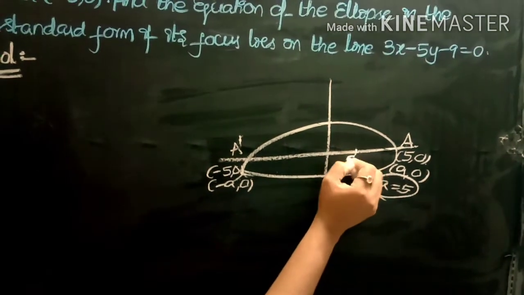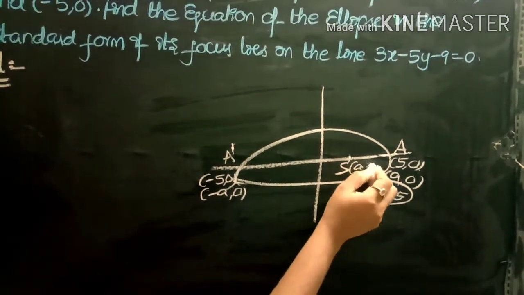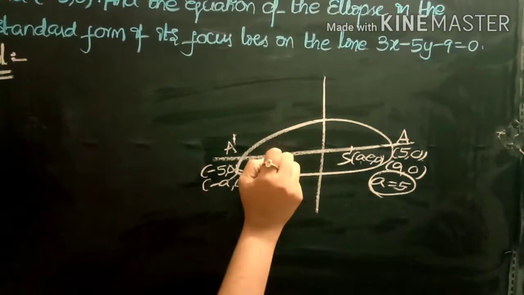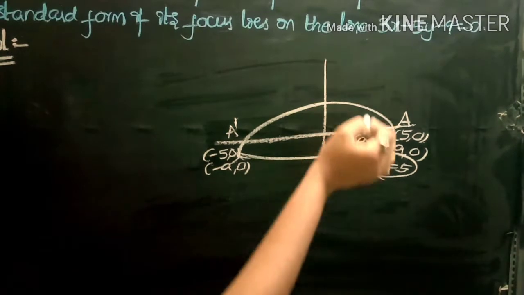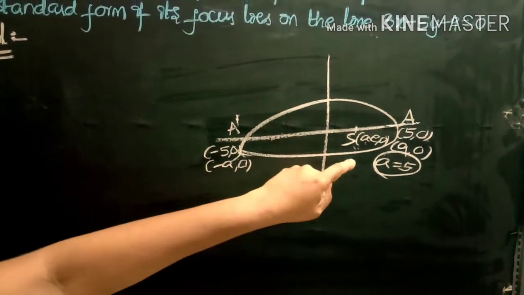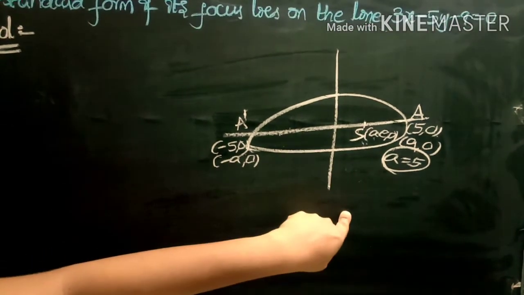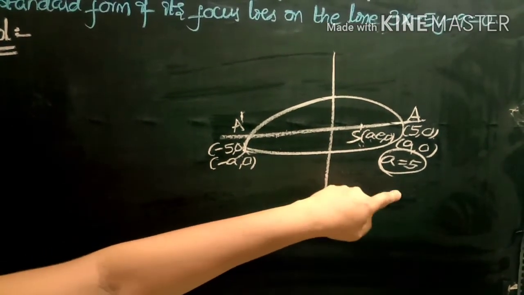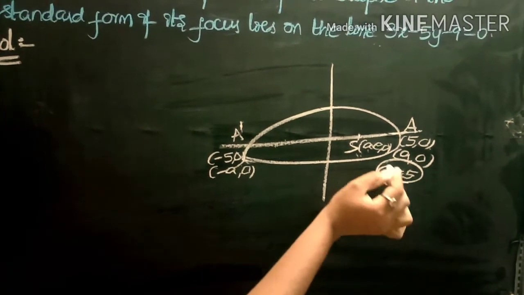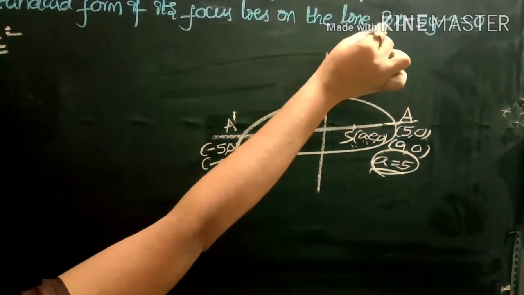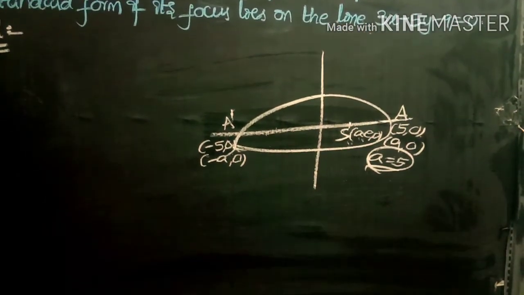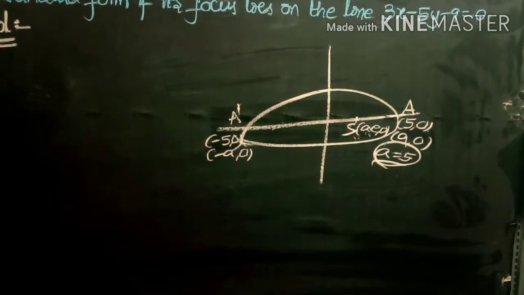So first we take the focus. This is the focus. The coordinates are (ae, 0). Given that the focus lies on the line, we can take any of the foci points, either S point or S dash point. Means we are replacing this point in the given equation to get the value of e, and after that we are finding the value of b square by using the formula b square is equal to a square into 1 minus e square. Already clearly given that here a is equal to 5. By replacing this point in the line equation, we can get the value of e. After that we will find the value of b by using the formula b square is equal to a square into 1 minus e square.